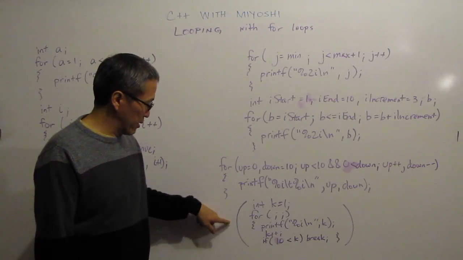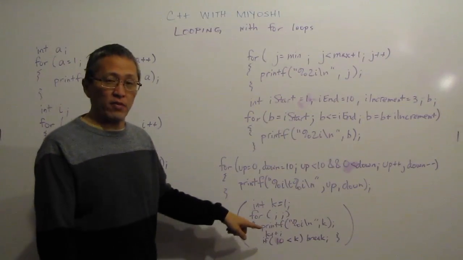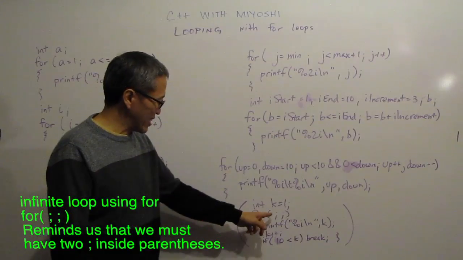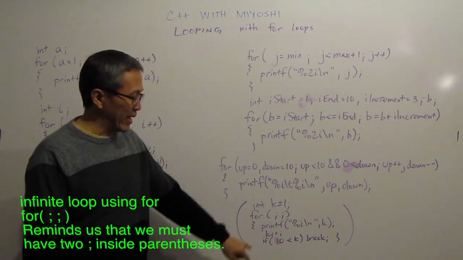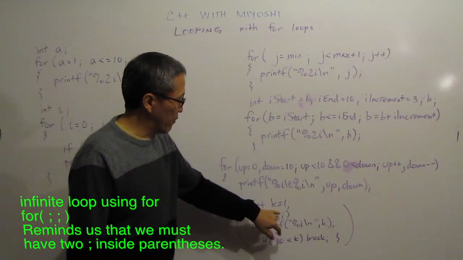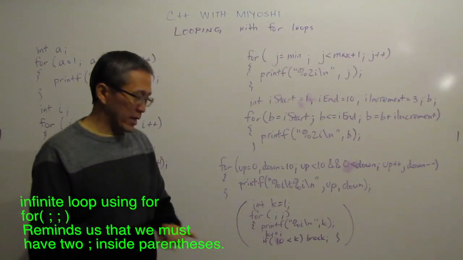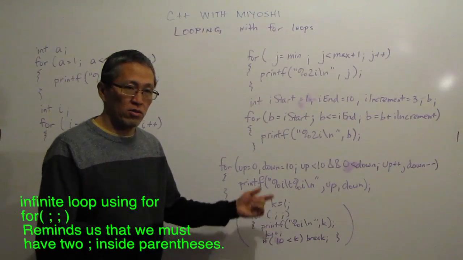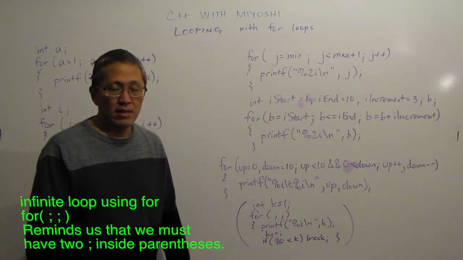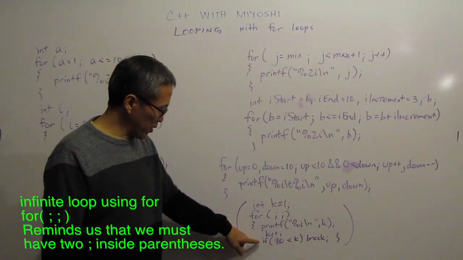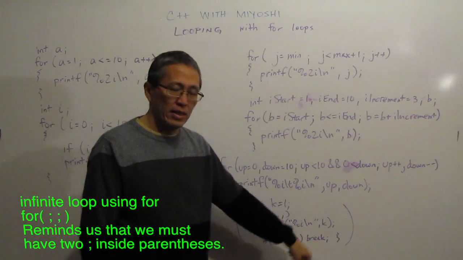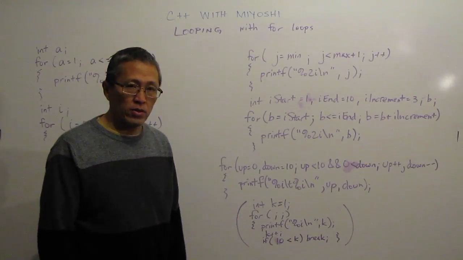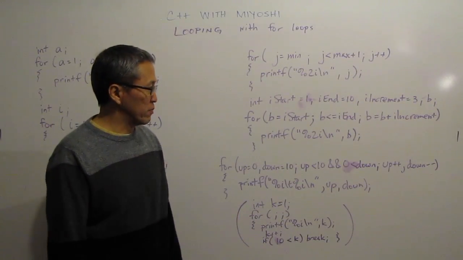The last one here is an infinite loop. I just have a for loop with my open parentheses and closed parentheses. Inside there, I'd have 2 semicolons, and that just again shows that I have my initial value, my looping condition, and my increment or decrement. It's not there, and so none of them are there. Since none of them are there, it just acts like an infinite loop, except that in this particular one, I have an if statement that breaks out of there. But other than that, this is an interesting way to do an infinite loop.